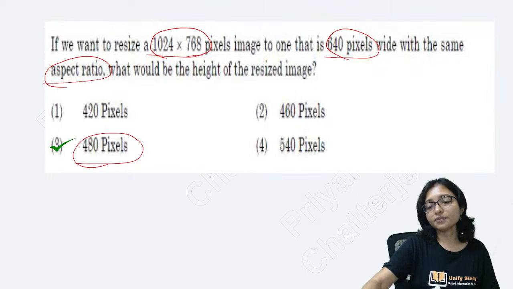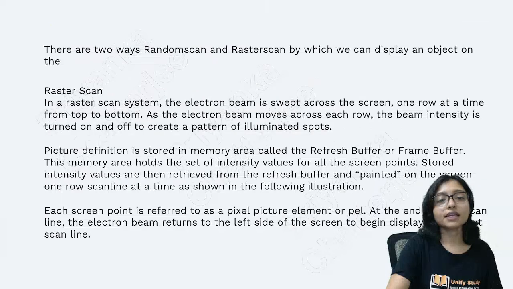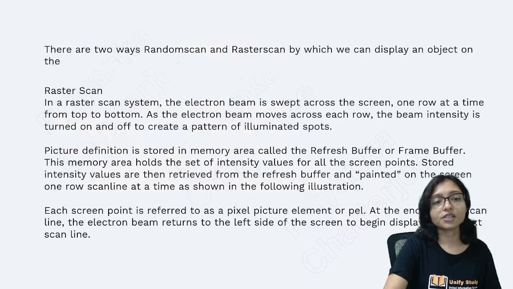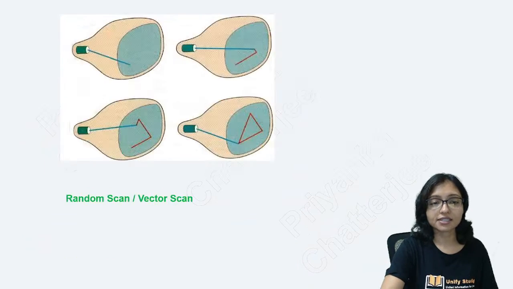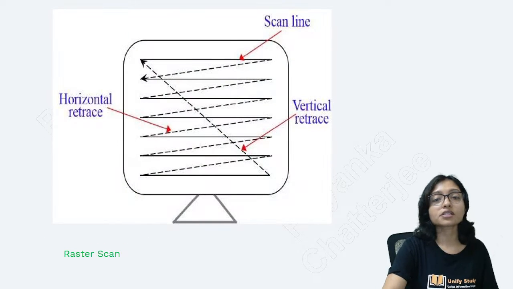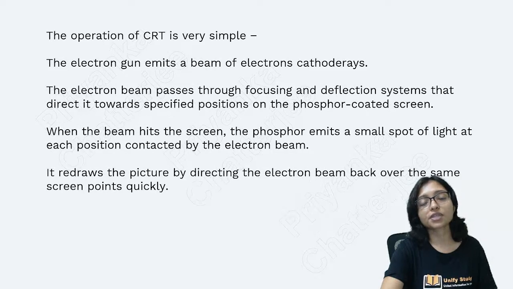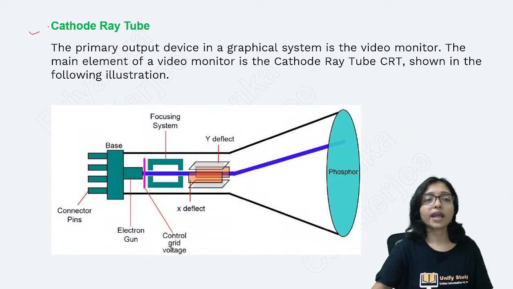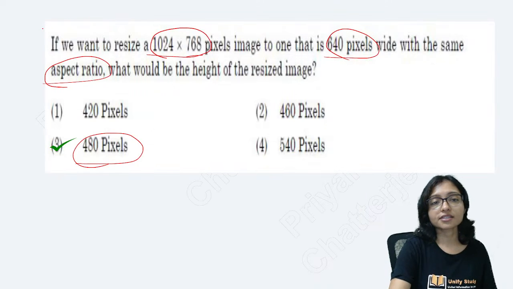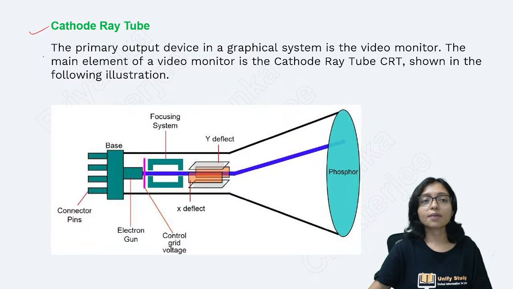Clear to everyone? Yes. I am telling you one thing, the difference between random scan and raster scan. This is also a very important difference. Previous years' questions are there on random scan and raster scan also. So cathode ray tube, random scan, raster scan, this is a very easy topic, but questions are coming from here.